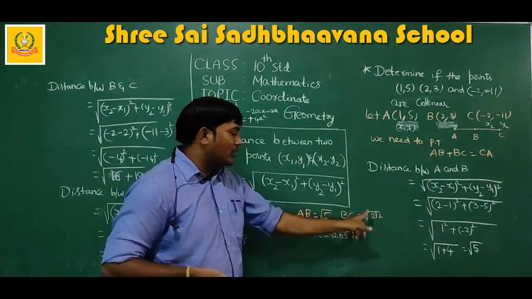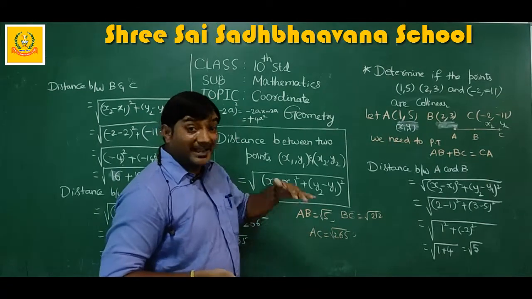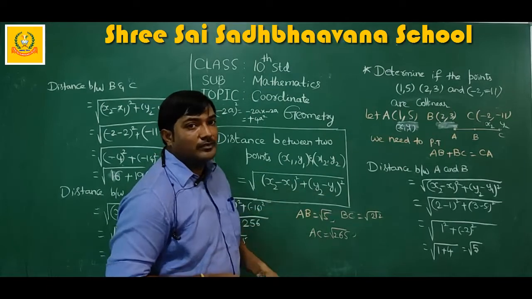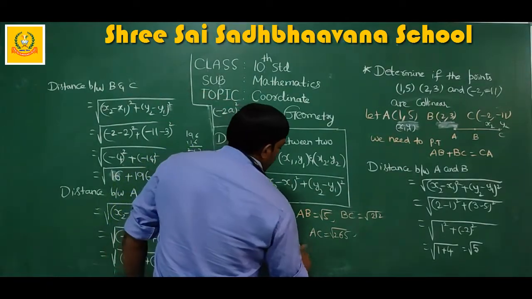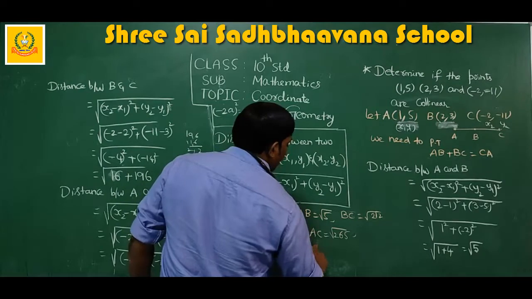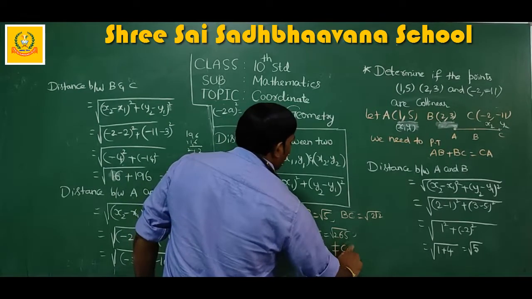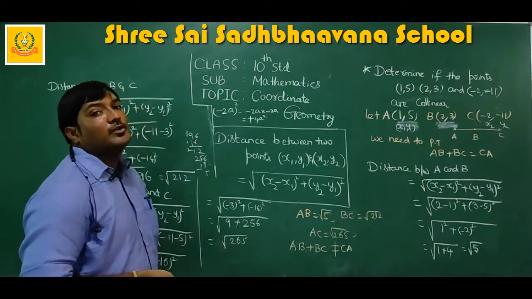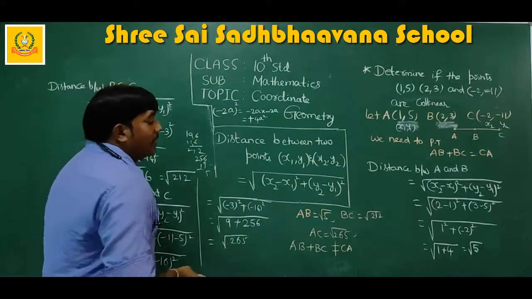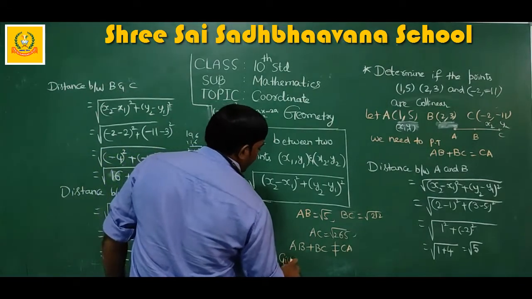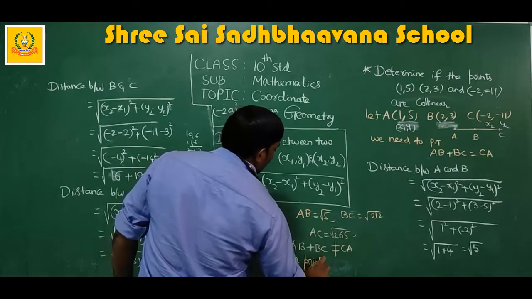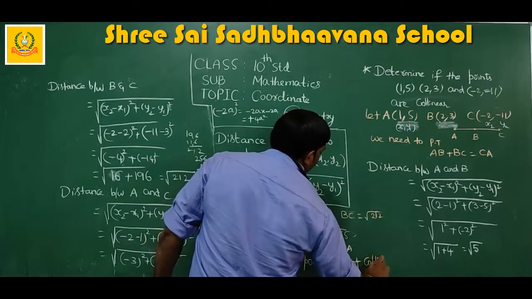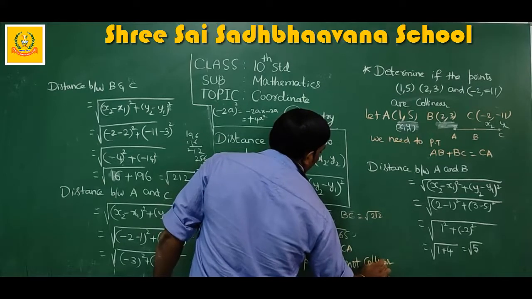See, here root 5, root 212, root 265. By looking at those numbers itself, you can finalize the answer. You can conclude here that AB plus BC is not equal to CA or AC. Correct? AB plus BC is not equal to AC. So what can we conclude? We can say that the given points are not collinear. Okay? Given points are not collinear.